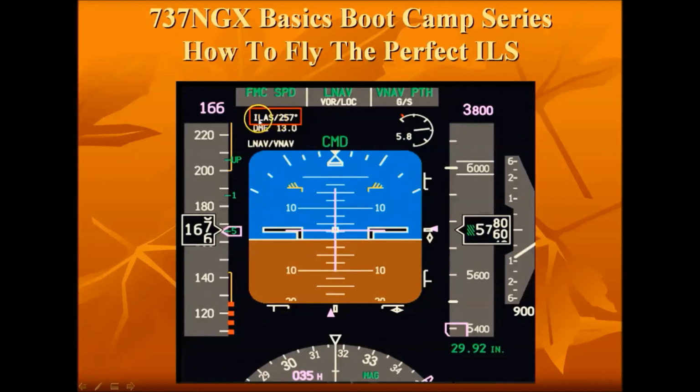and we'll see the ILS identifier. This is actually the Morse code identifier. It doesn't show us the Morse code, but it shows us the identifier. In this case, it's ILAS. And so we see that, and then we know between those two displays that we've identified the correct ILS. So that's how that's done nowadays in the 737 NGX.